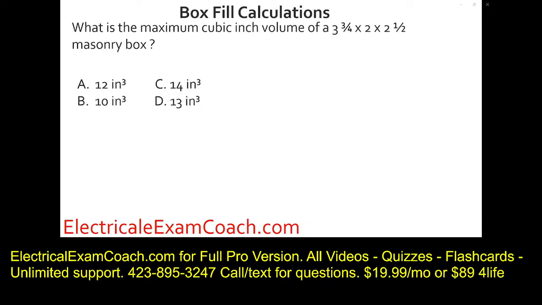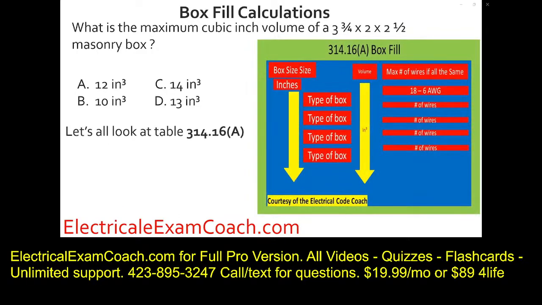What is the maximum cubic inch volume for a 3 3/4 by 2 by 2.5 masonry box? For this one, we're going to head to 314.16a, and we're going to use that middle column, that volume column, and we want to find out how many we can do. We come down, we look very closely, and we find that it's 14 cubic inches. This is very important that we understand this process before we move on into more complex box fill calculations.